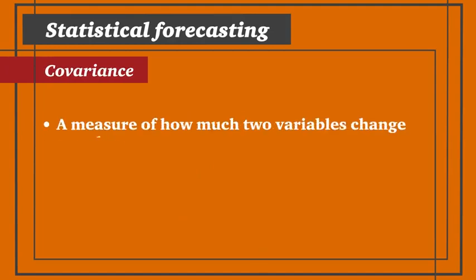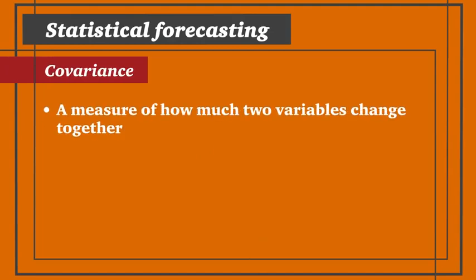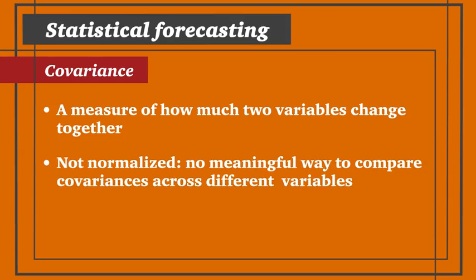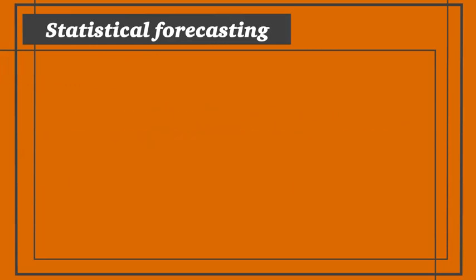Covariance is a measure of how two variables change together. Covariance is not normalized, meaning that there's no meaningful way to compare covariances across different variables. We need another measurement to compare the way two variables change together in order to draw meaningful conclusions.